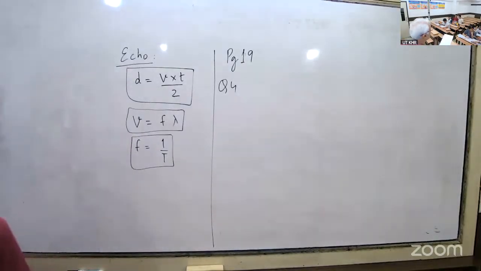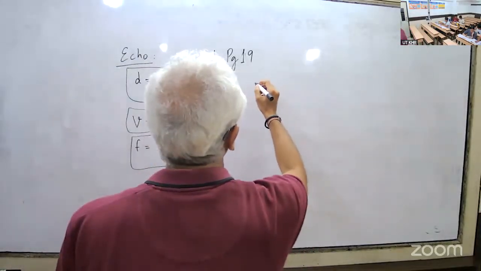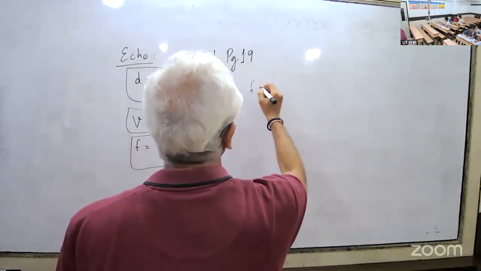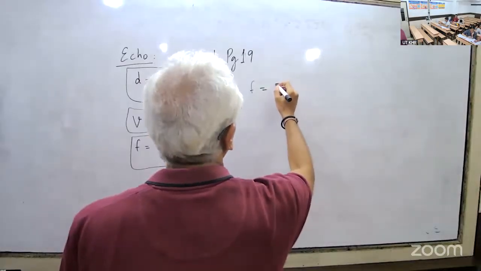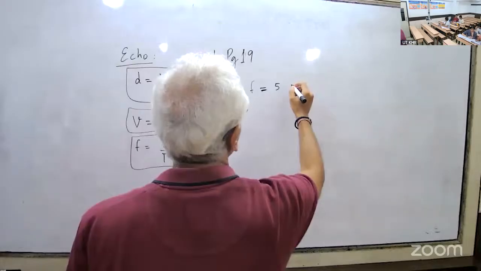The classwork question is: a pendulum has a frequency of 5 vibrations per second. You get it? It will be the second or third numerical. A pendulum has a frequency of 5 vibrations per second. So what is given in this? Given F is equal to 5 vibrations per second, so it is 5 Hertz.